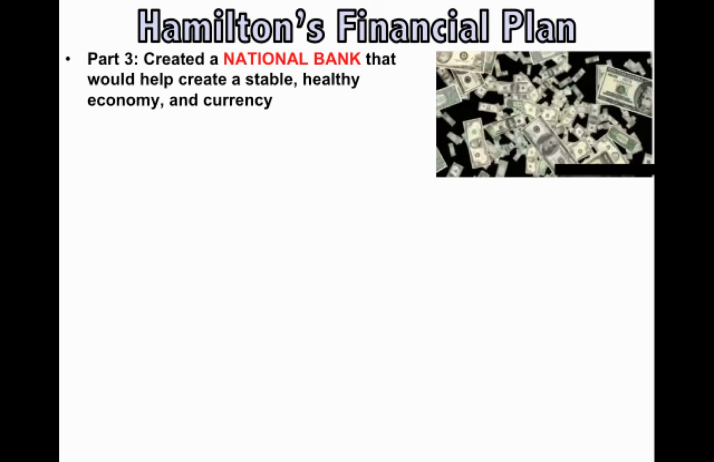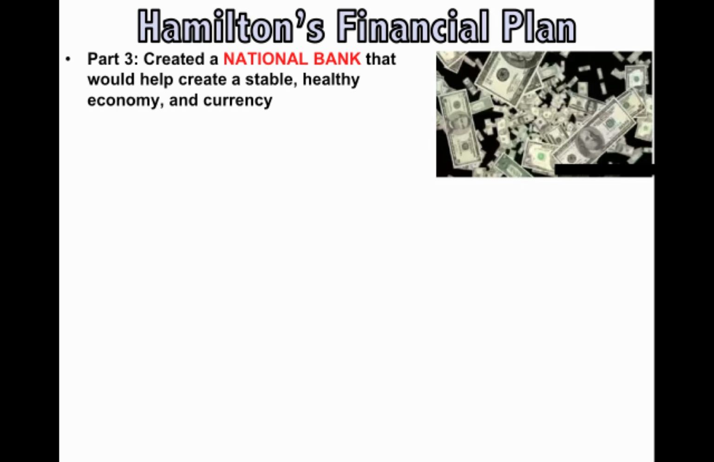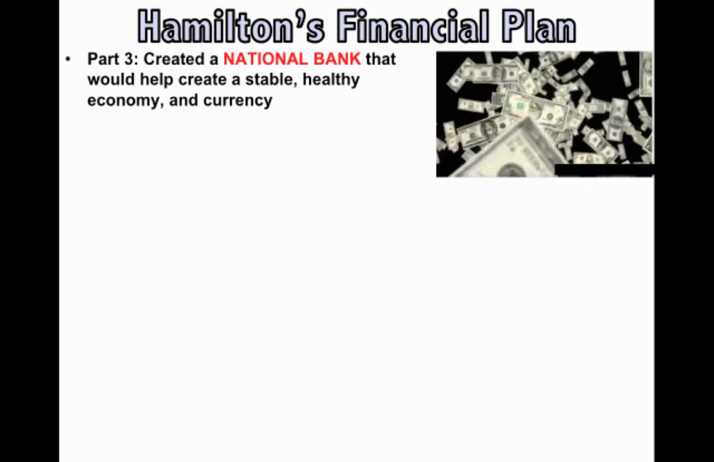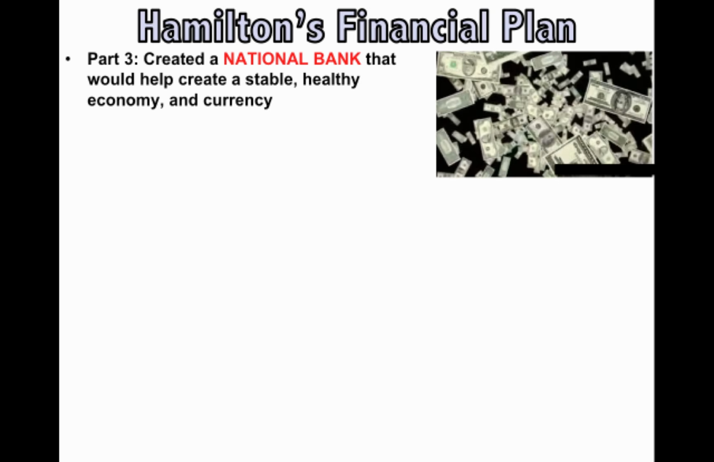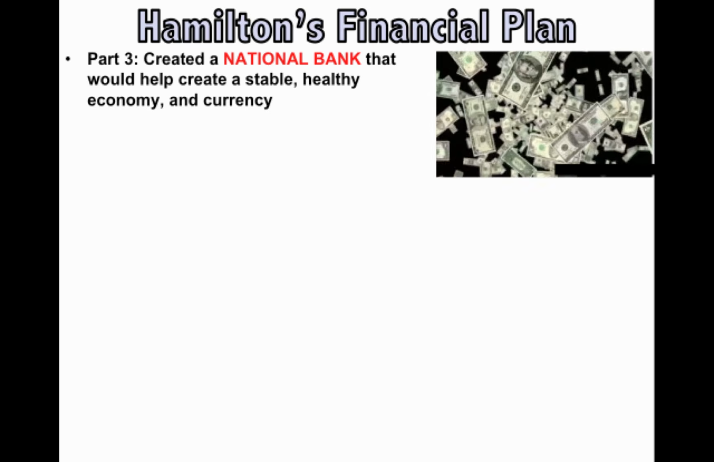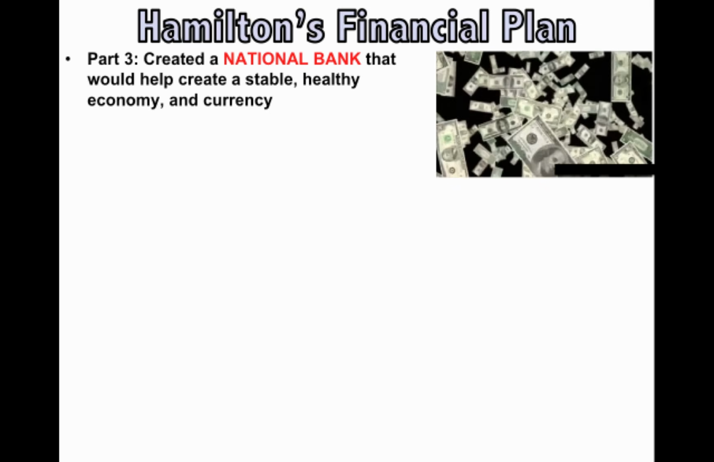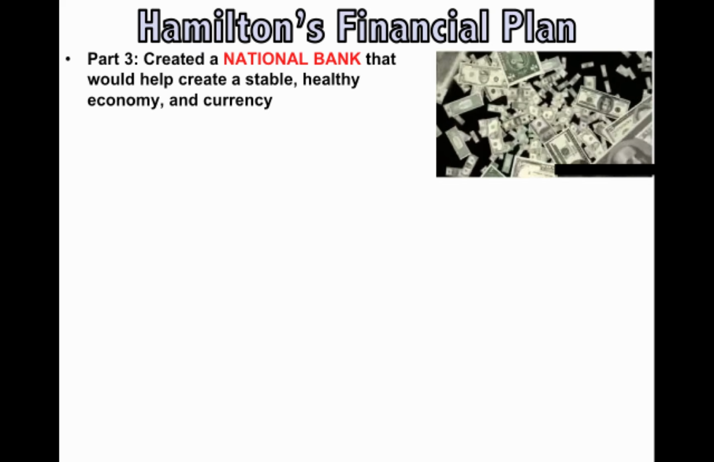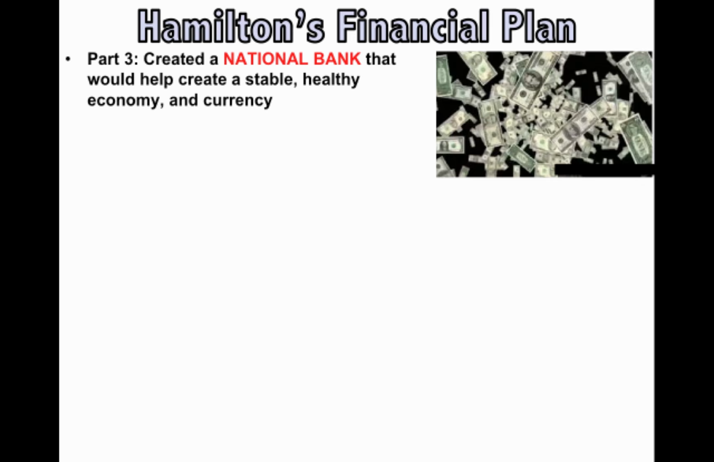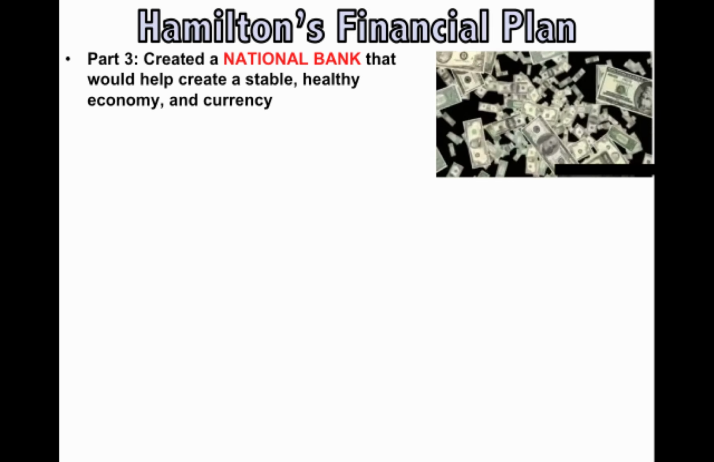The most important part of Hamilton's plan that you should know about is Part 3, he created a national bank run by the U.S. government that would help create a stable, healthy economy and currency. This was a key part of his plan. This bank would deposit government funds, it would print money, and this was really key to Hamilton's vision.